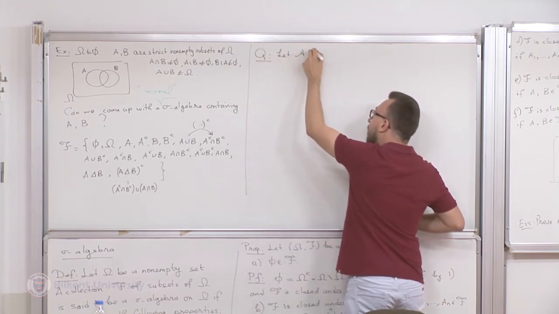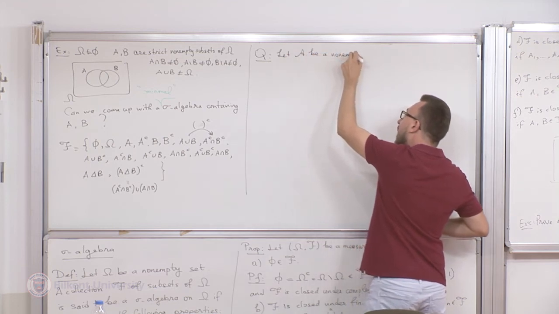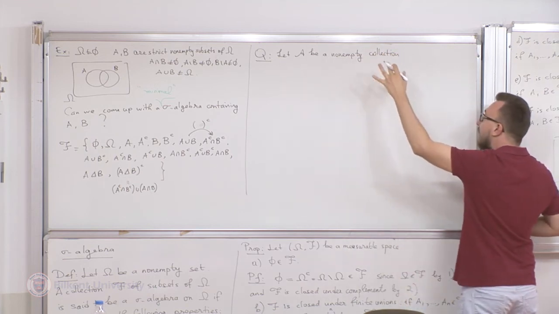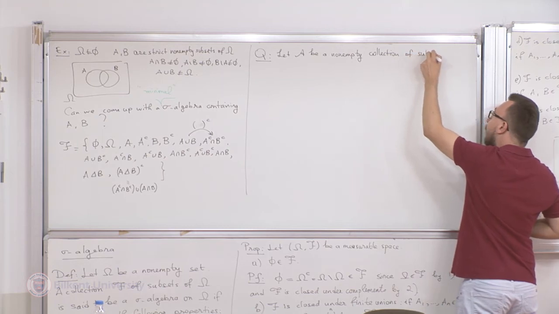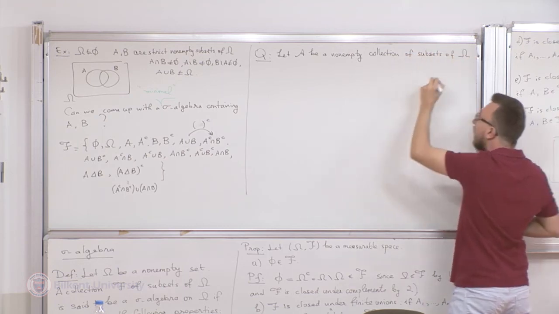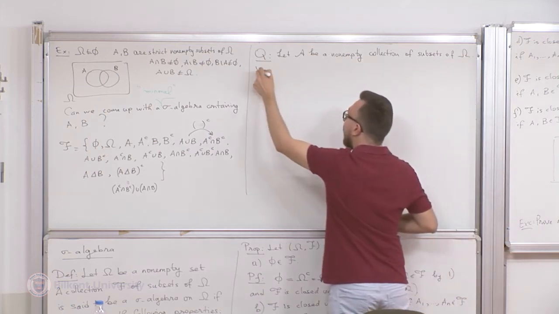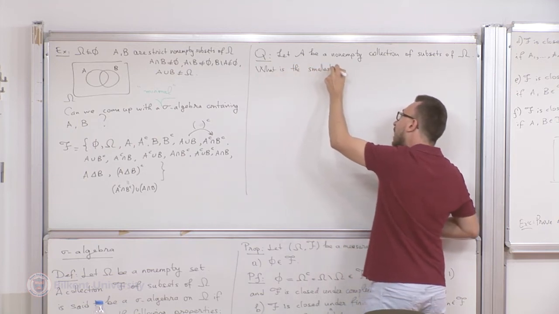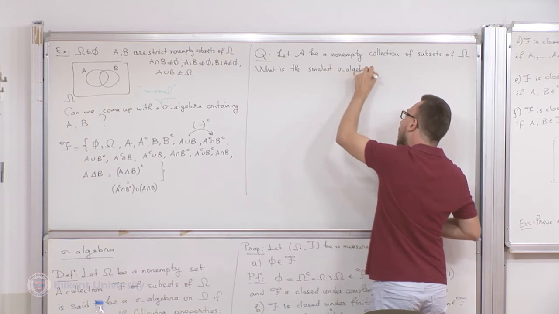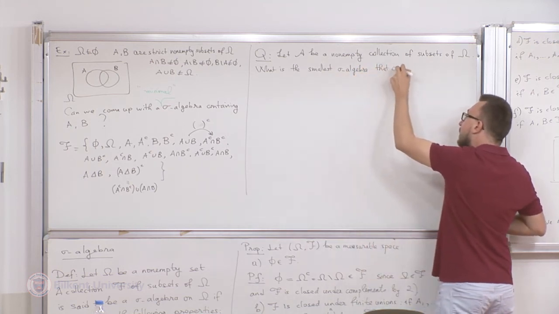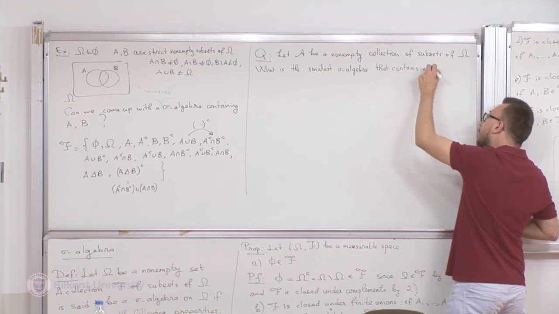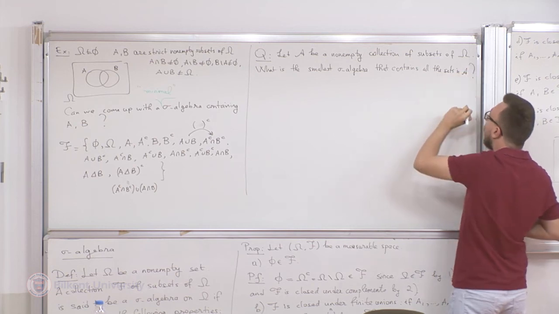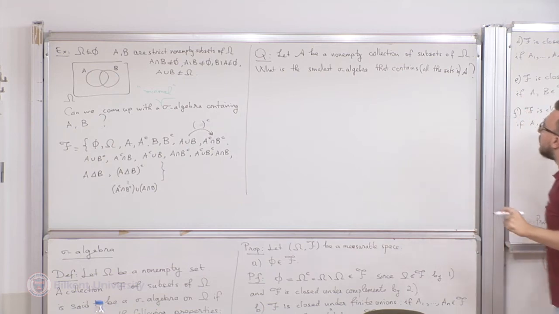Let A be a non-empty collection. This is the script A, okay? It's a collection of subsets of omega. What is the smallest sigma algebra that contains all the sets in A? Let me say that contains A for short.